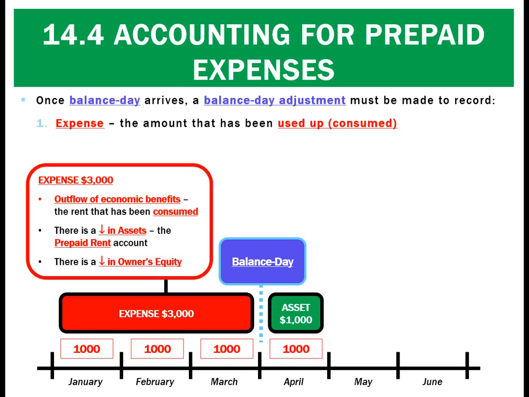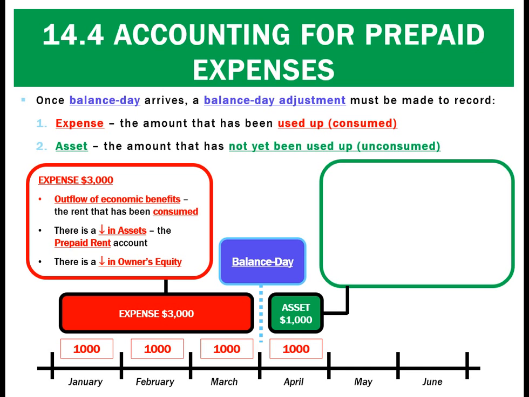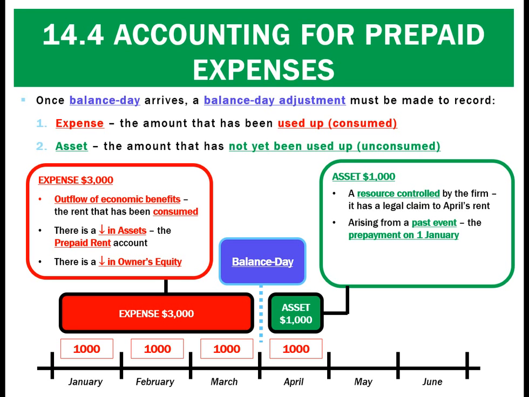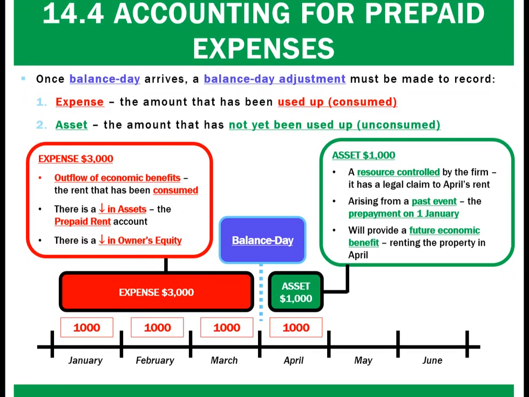The second part we'll need to account for is the amount of rent that hasn't been used. That's going to be an asset. In this case, we'll say we've got a prepaid rent asset because there's a resource controlled by the firm. We have a legal claim to April's rent. It's arisen from a past event when we prepaid it way back on the 1st of January, and it will provide future economic benefits because we'll be able to rent the property in April.